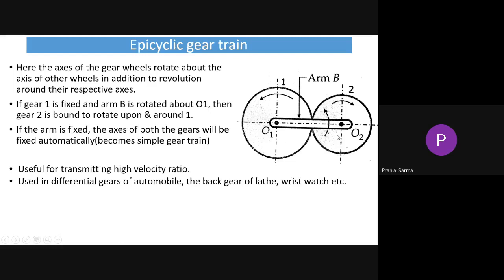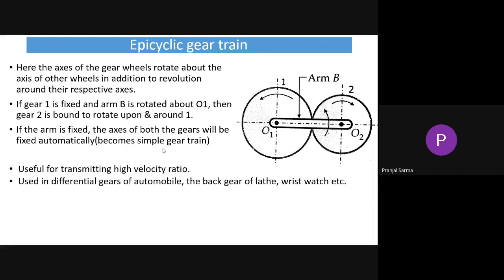Understood? So this way the gear itself keeps changing its shaft position. It keeps rotating in this direction, so it has both revolutions, two types of motion. It rotates about the axis of the other wheel, in addition to revolving around its own respective axis. This kind of arrangement is known as epicyclic gearing, and we can have more than two gears in mesh.